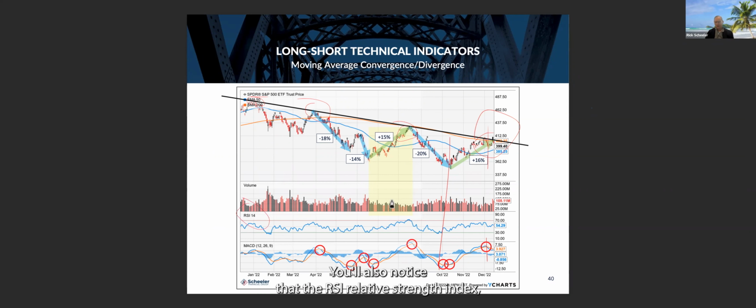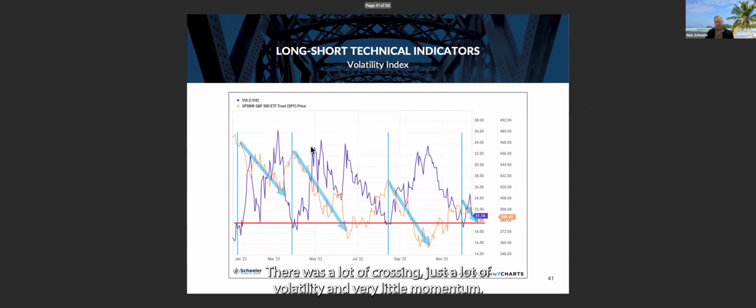You'll also notice that the RSI, Relative Strength Index, when it's high, that tends to be a sign that it's overbought. And when it's low, it tends to be a sign that it's oversold and it's due for a rally. So it's hard to use it exactly, but you can see that it does tend to correspond with these periods, but nothing's exactly perfect. There were periods like with this MACD, for example, where it was very hard to read. There was a lot of crossing, just a lot of volatility and very little momentum. So this is another indicator that we look at.